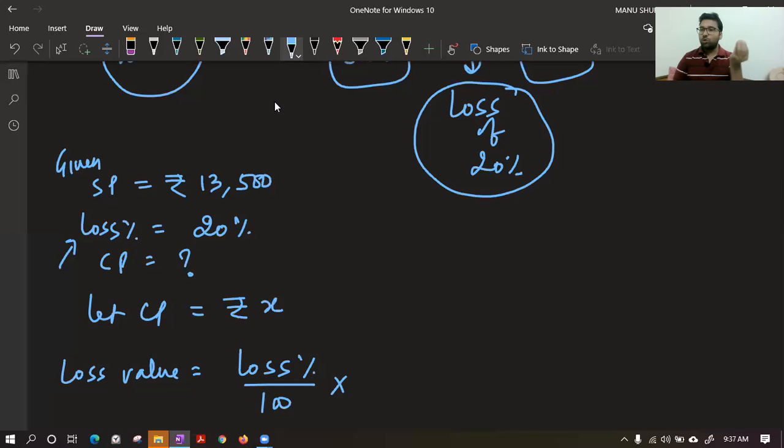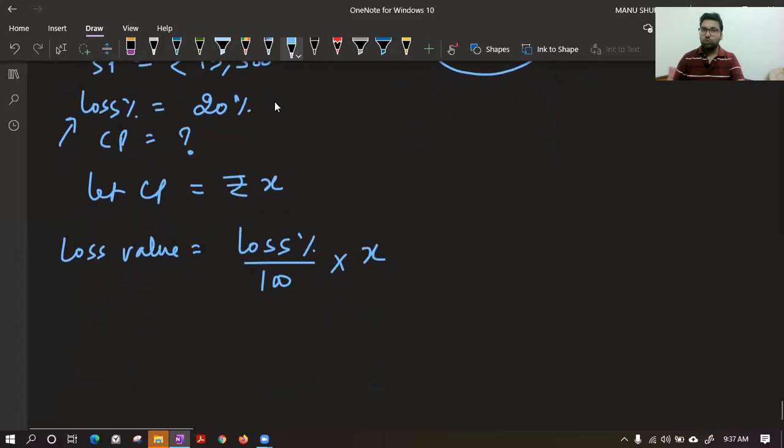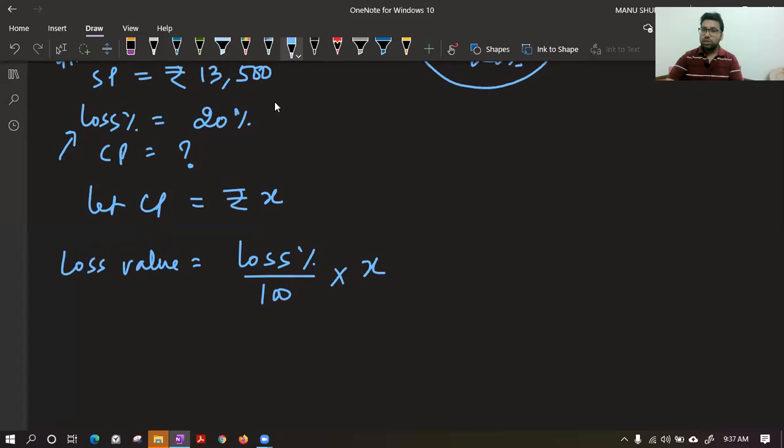That is why I had to assume it as X, because we find loss as well as profit on what? Please tell. We always find loss and profit on cost price. That is why we had to assume it as X. Tushita, I hope you are able to understand this thing.